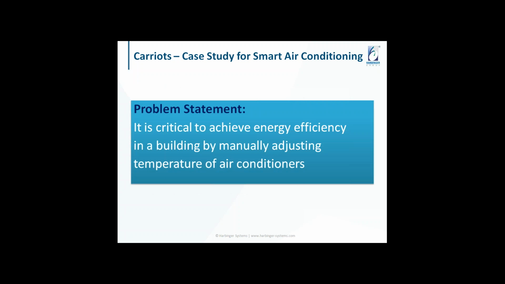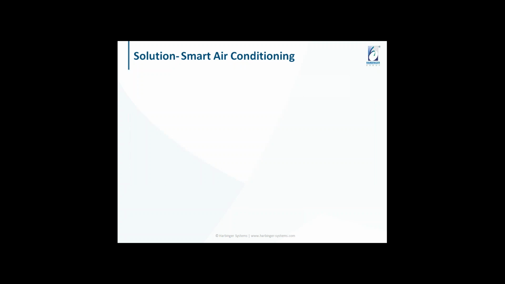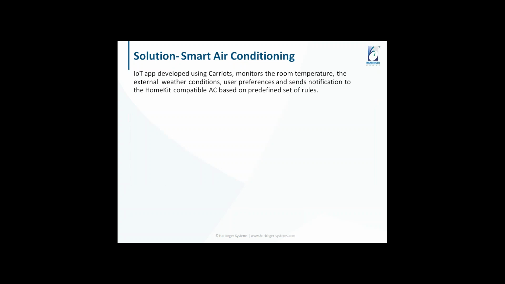We had an interesting case study where the problem was to achieve energy efficiency in a building by manually adjusting the temperature of air conditioners. So we built a smart air conditioning system where you can automatically set the temperature for an air conditioner which was HomeKit compatible. We developed an IoT app which monitors the room temperature and the external weather temperature, and also takes care of user preferences, which could be customized on the Carriots dashboard. Based on this temperature and user preference, we send a notification using the Apple push notification service, which reaches the HomeKit compatible AC and sets the temperature.